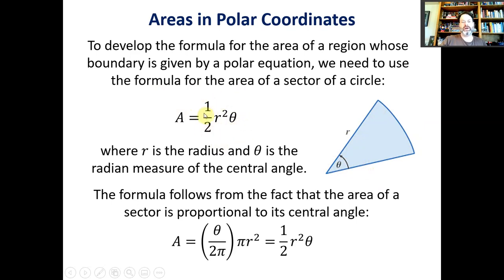We're going to use this formula a bunch, as you're going to see. And the reason this is the formula is because the proportion of the circle that is taken up by this sector is theta over 2 pi, so that's the proportion of the angle. But because the area of a circle is pi r squared, it's the proportion of the circle times its area. And you just simplify and you get 1/2 r squared theta.